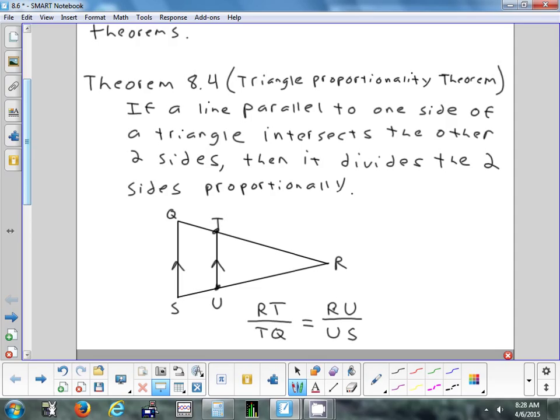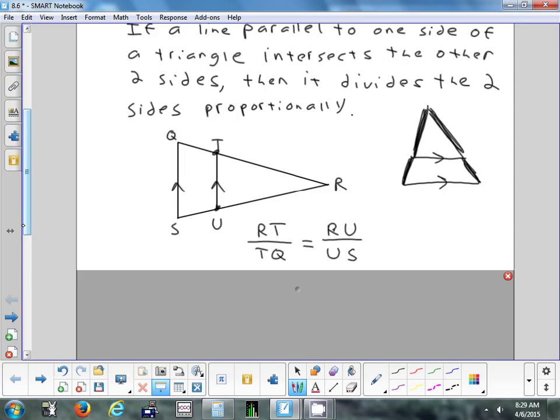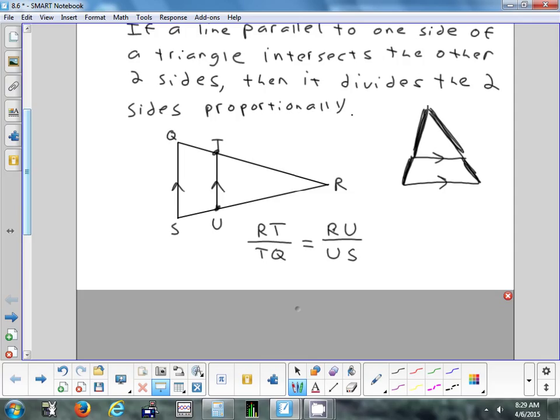And that works no matter which side you pick for that segment to be parallel. So you do it like this, drawing a side parallel like that. This over that would equal this over that. You could set that proportion up every time, as long as you got one side parallel to a segment like that. Okay, so any question on the picture with that proportion?